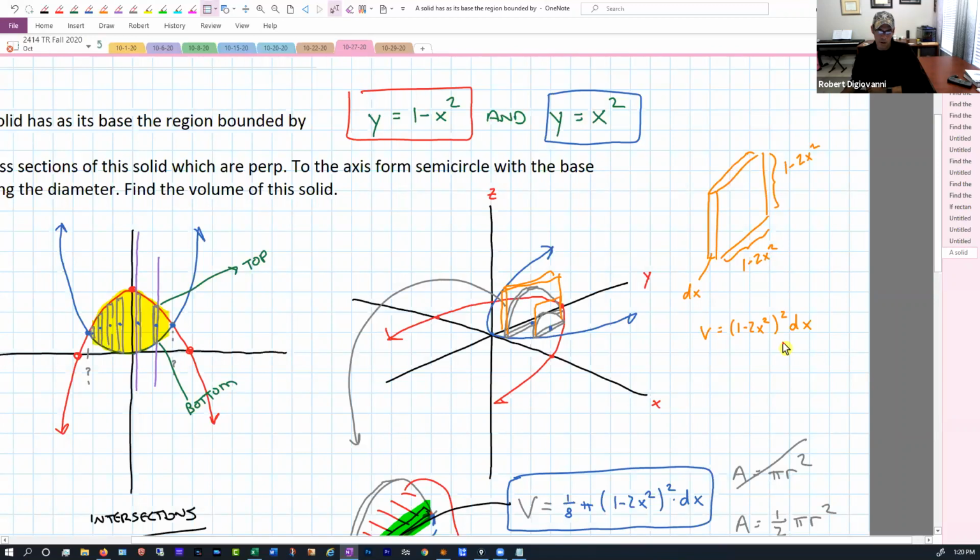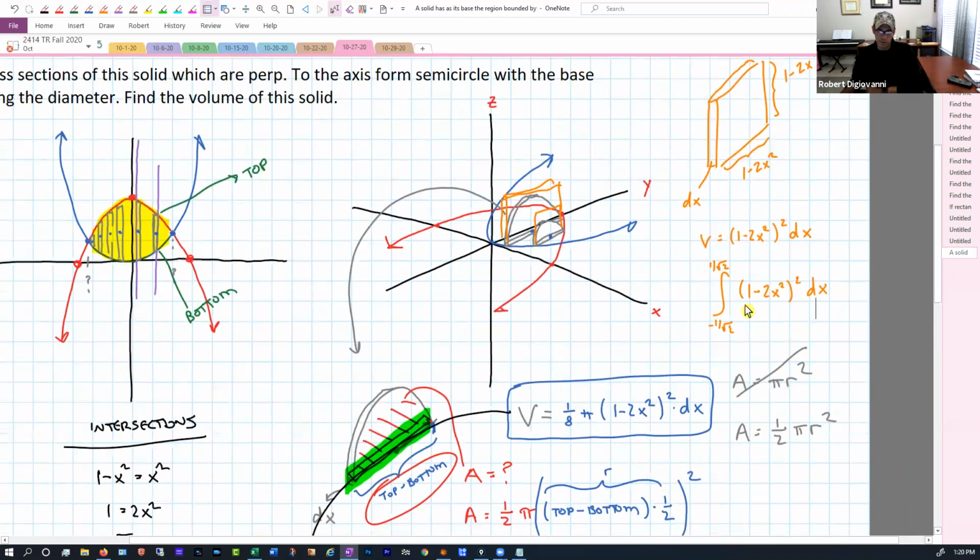And now set up the integral. The integral would go from -1/√2 to 1/√2 of 1 minus 2x squared, squared, dx. There it is. That would be the integral for that one. That one's a little easier, isn't it? The square is a little easier than the semicircle because the formula to get the volume is a little easier. We don't have the whole pi r squared thing, half pi r squared.